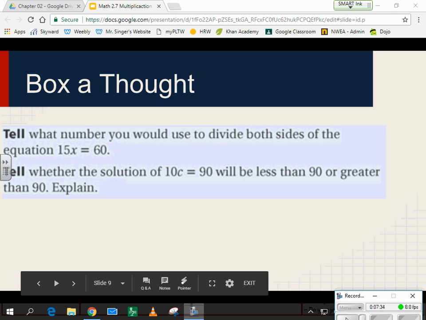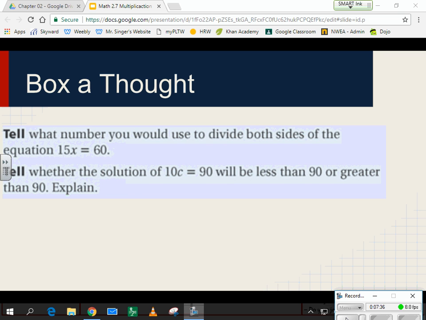All right, here's your two-box of thought questions. The first one, tell what number you would use to divide both sides of the equation. What would you divide both sides by if you had 15 times x equals 60? And the second one, tell whether the solution of 10 times c equals 90 will be less than 90 or greater than 90. Tell me how you know. This is the third time you've seen this problem because we've used the same kind of question for all 3, adding, subtracting, and multiplying.